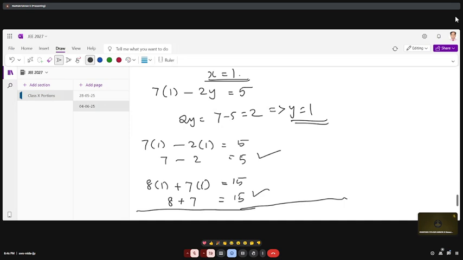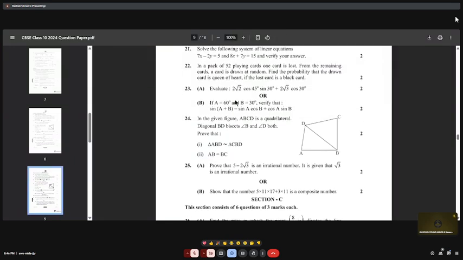Generally, if you are given a problem and it's possible to verify, by default we should verify it at the end to check that whatever you have done is right. So 21 we have done. Let's look at 22.